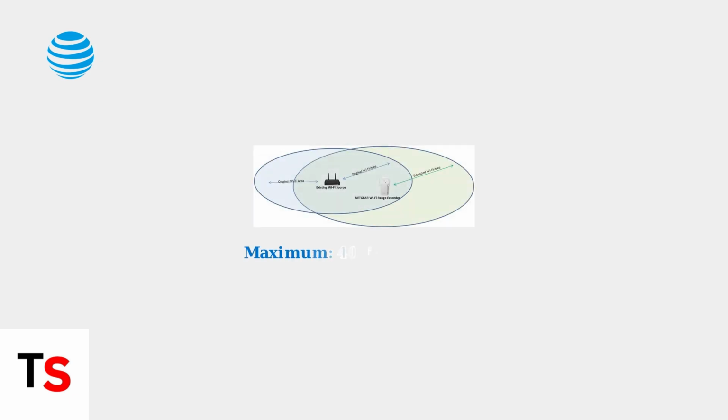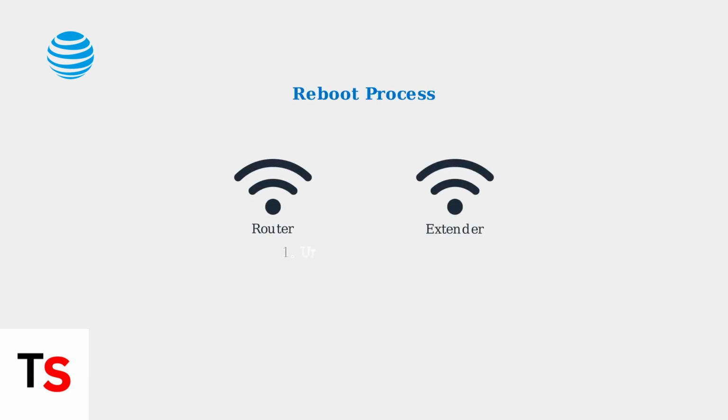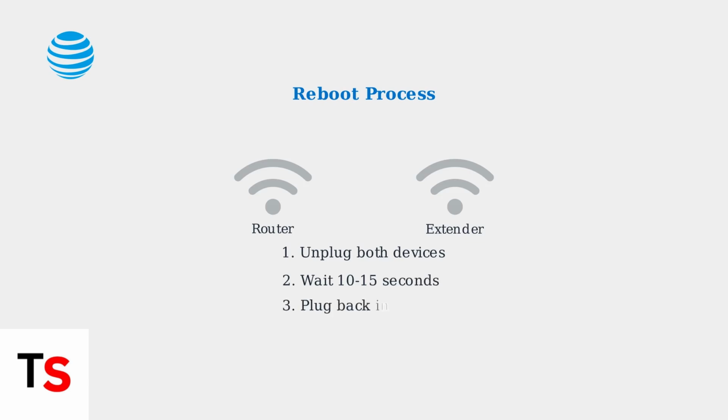Next, check the placement of your extender. It should be positioned no more than 40 feet away from your router or separated by no more than two walls for optimal signal strength. The most effective initial troubleshooting step is to reboot both your extender and router. Unplug both devices from power for 10 to 15 seconds, then plug them back in.